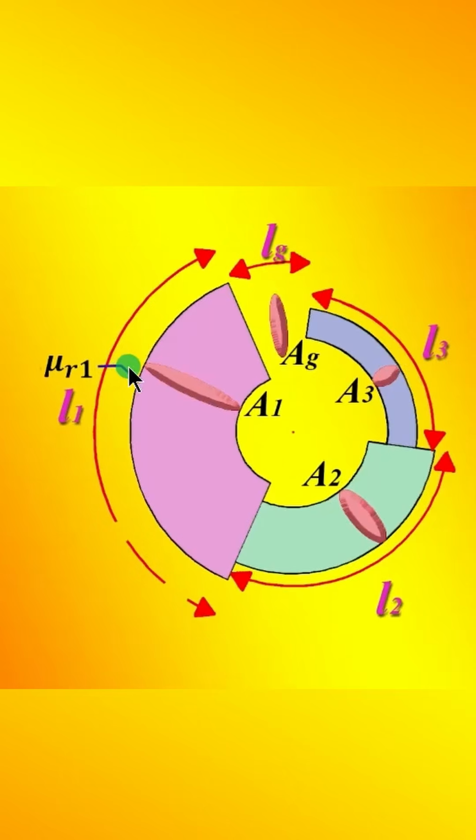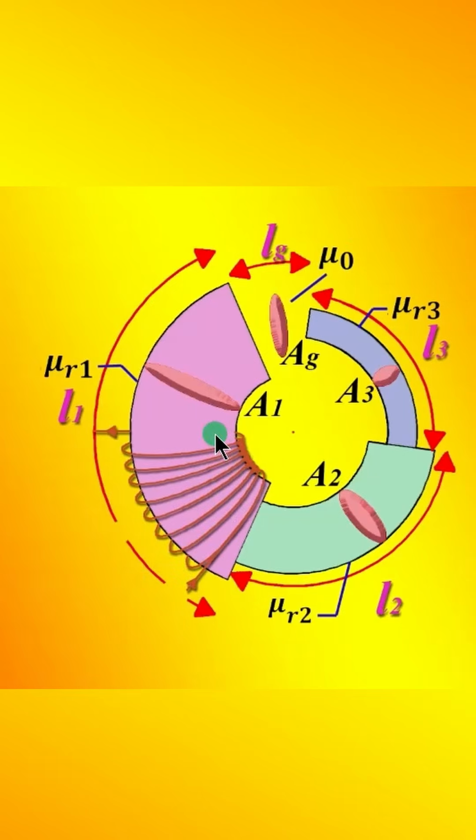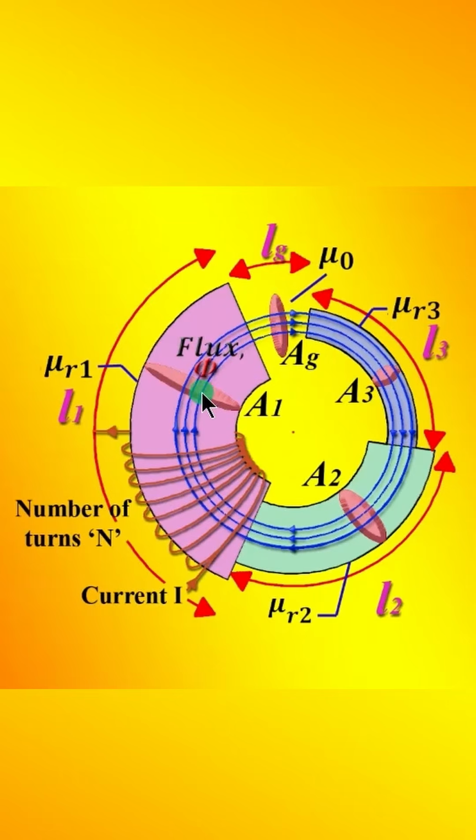The permeability of this core is mu R1, this one is mu R2, mu R3, and that of the air gap is mu 0. When a coil having N turns is wound and we pass a current I through the coil, a magnetic flux is developed which passes through the core. As these cores are connected in series, like the case of a series electric circuit, the flux passing through the entire core will be the same.